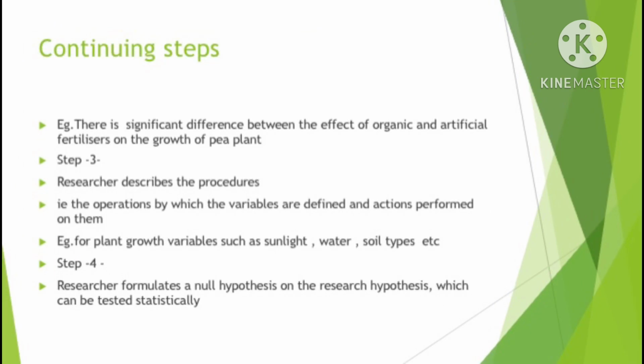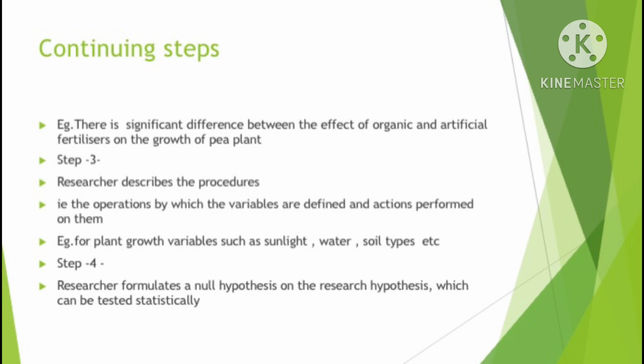In the next slide, we will see an example for research hypothesis. There is a significant difference between the effect of organic and artificial fertilizers on the growth of pea plant. We are taking that as an example, that is, in what way it affects the growth of pea plant. So this is our hypothesis here. Whenever I explain with an example, it will be much clearer, so I took an example from the science field because I am a science teacher.